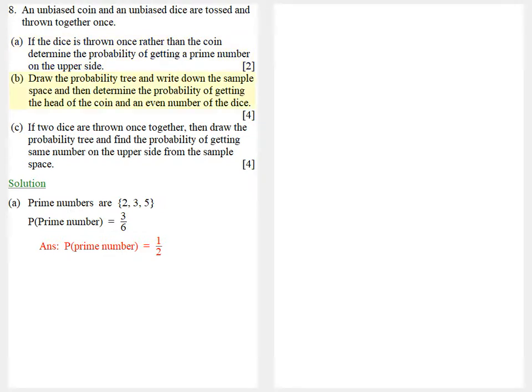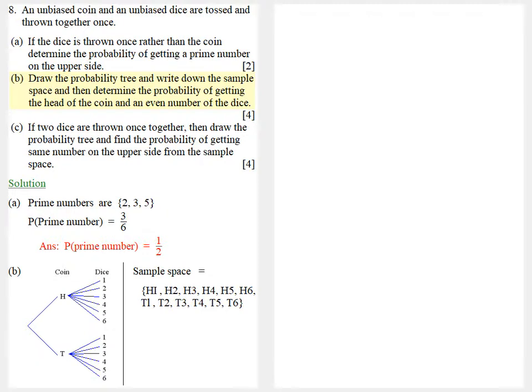In part B, it asks, draw the probability tree and write down the sample space and then determine the probability of getting the head of the coin and an even number on the dice. Well, to draw the probability tree, we first have a choice of 2. When we throw the coin, it could come out heads or tails. Then we throw the dice, and for each of the previous outcomes there are now 6 possible outcomes. 1, 2, 3, 4, 5 or 6, whether it's heads or whether it's tails.